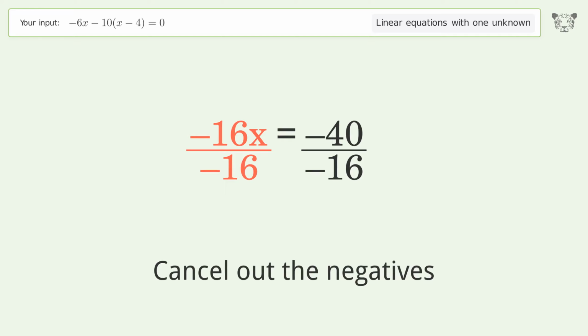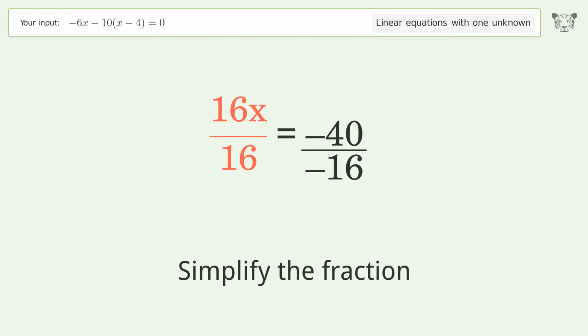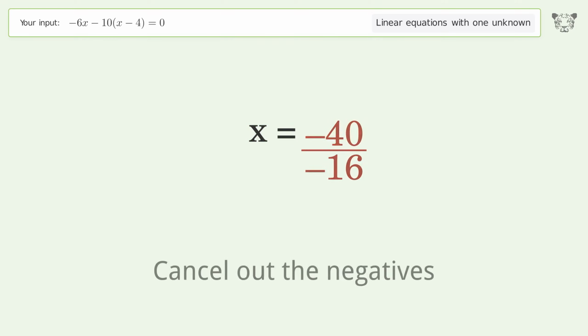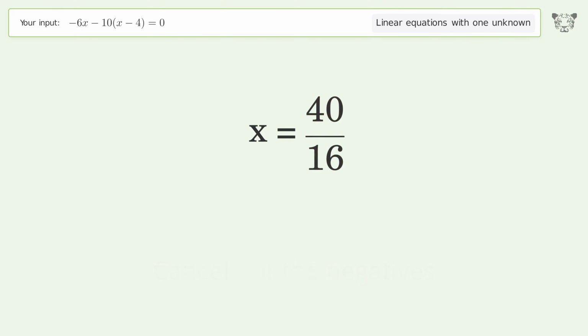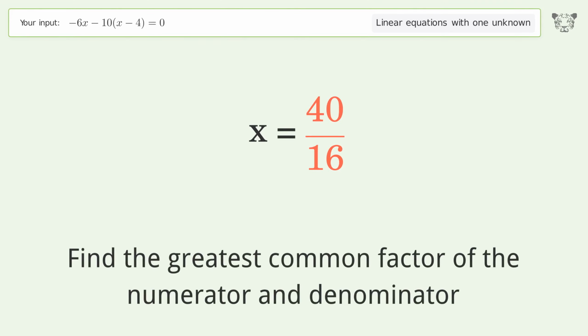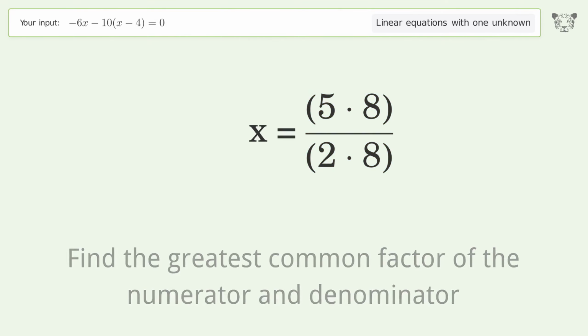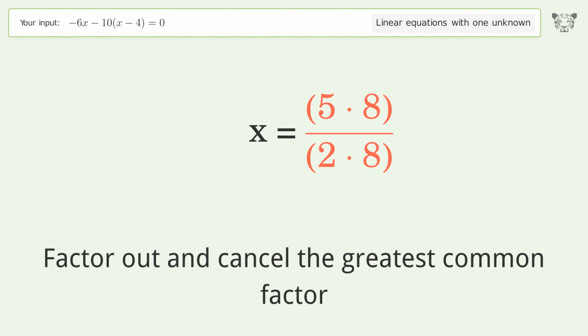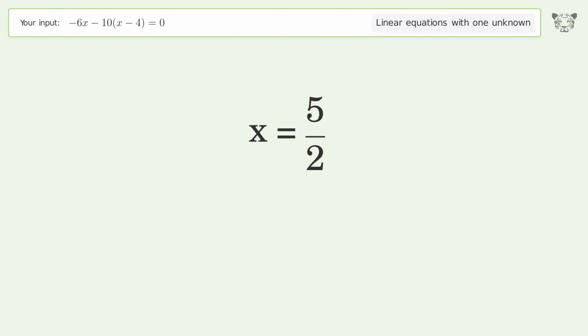Cancel out the negatives. Simplify the fraction. Cancel out the negatives. Find the greatest common factor of the numerator and denominator. Factor out and cancel the greatest common factor. And so the final result is x equals 5/2.